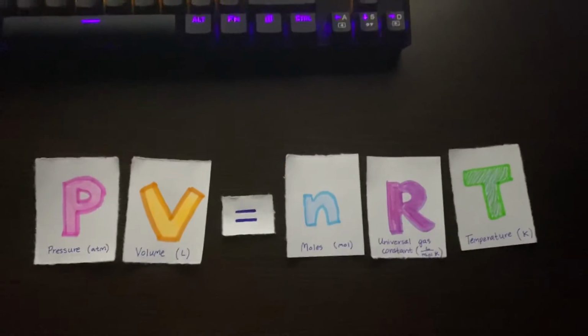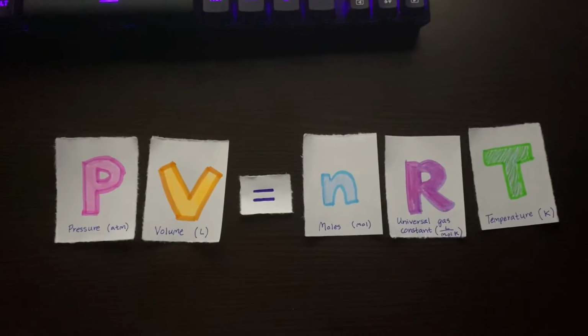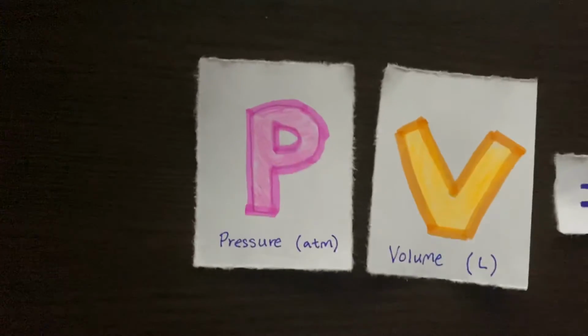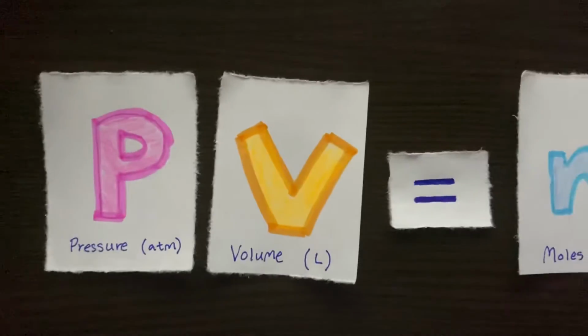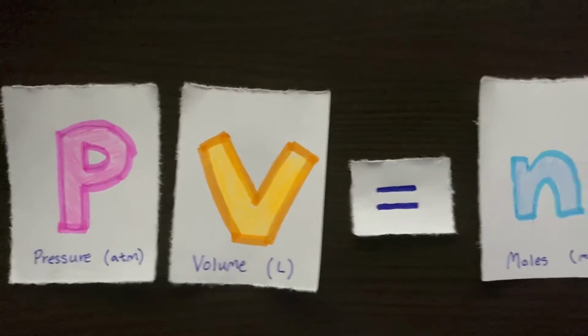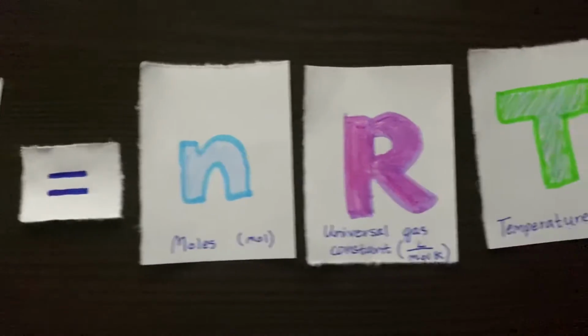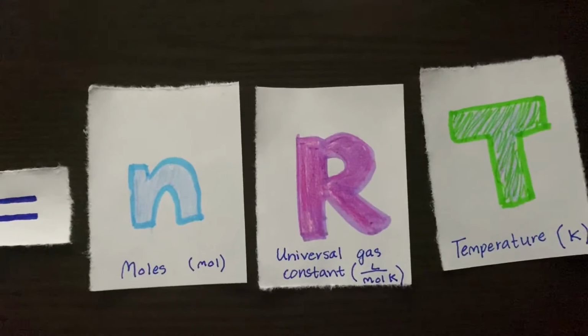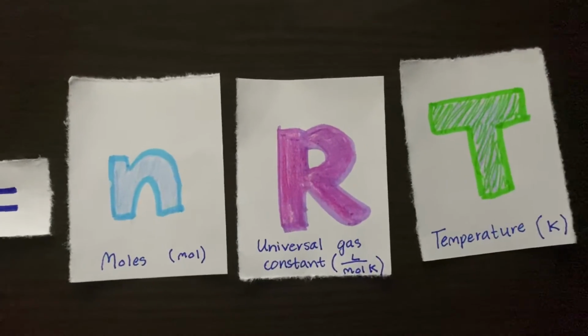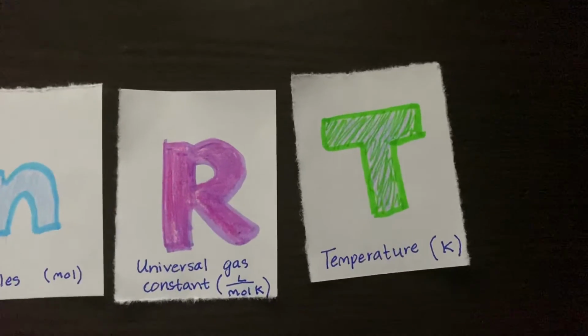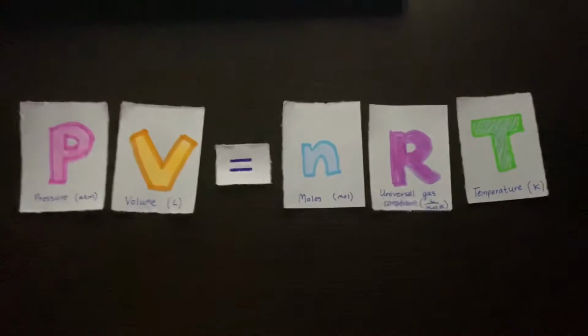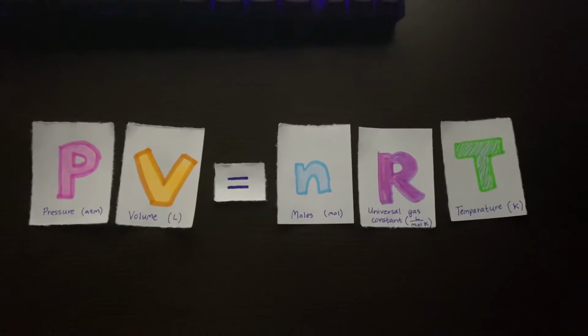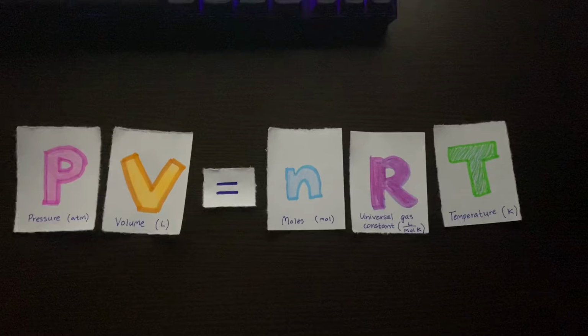The ideal gas law is given as PV equals nRT, where P is pressure measured in atmospheres, V is volume measured in liters, n is moles, R is the universal gas constant, which is measured in liters over moles times Kelvin, and T is temperature, which is measured in Kelvin. With this equation, we can learn a lot about the properties of gases.